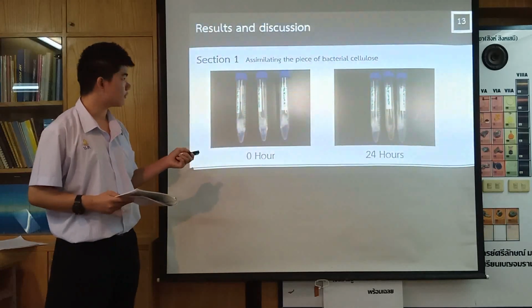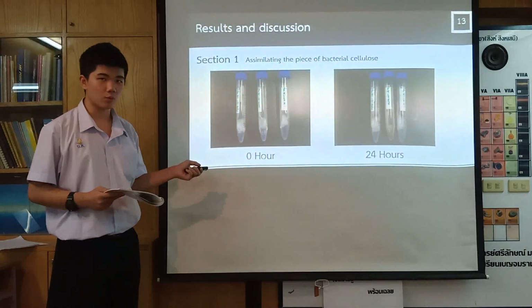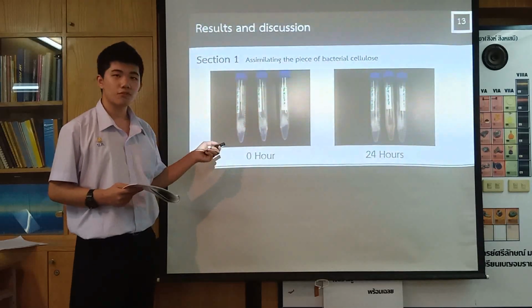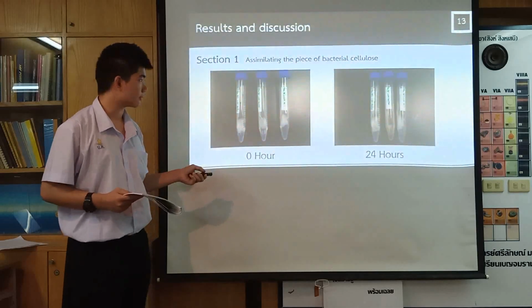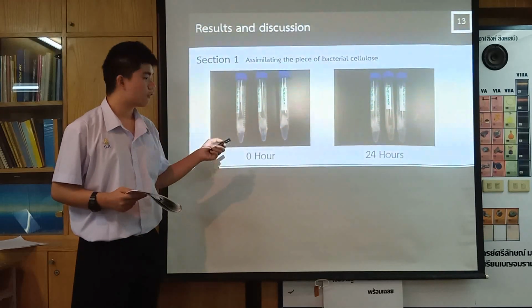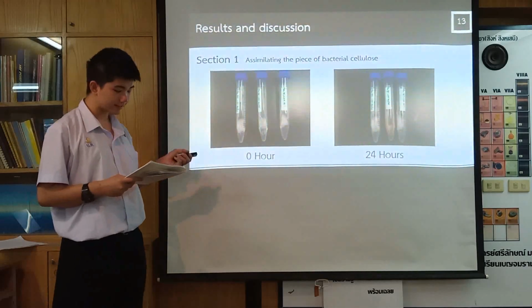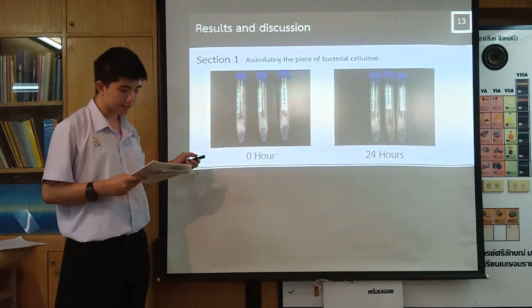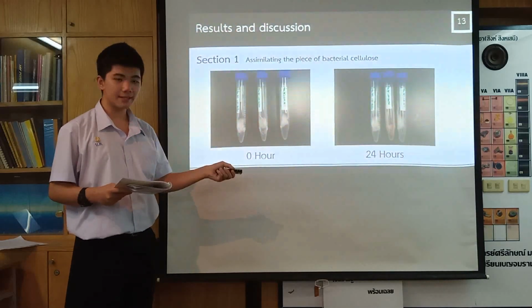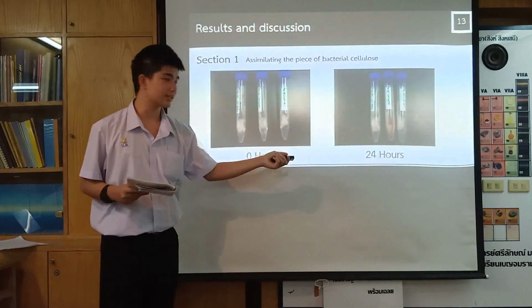In every picture of this section, the first tube is the piece of bacterial cellulose filled with deionized water. The second tube is the piece of bacterial cellulose filled with sodium hydroxide solution. And the last tube is the piece of bacterial cellulose filled with hydrochloric acid solution. So, we can see that the bacterial cellulose filled with sodium hydroxide solution, the second tube of every picture, is constricted, as in the 24 hours picture.